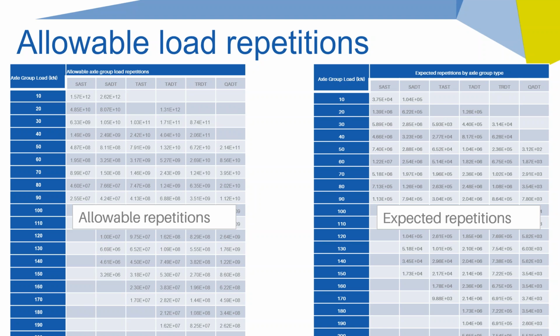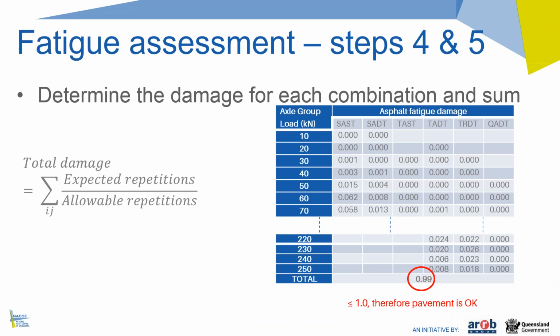So we repeat that for every combination of axle group type and load level. And that's what I've done here. So now the table on the right-hand side is showing the damage, just the expected repetitions divided by the allowable repetitions for every different combination.